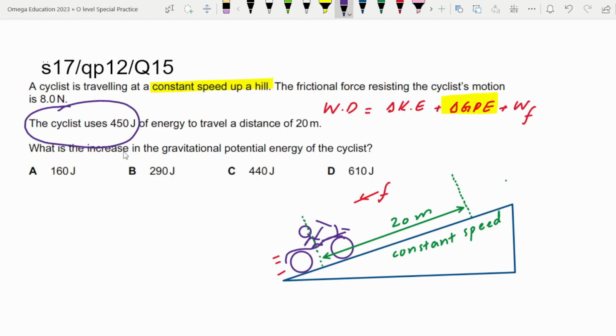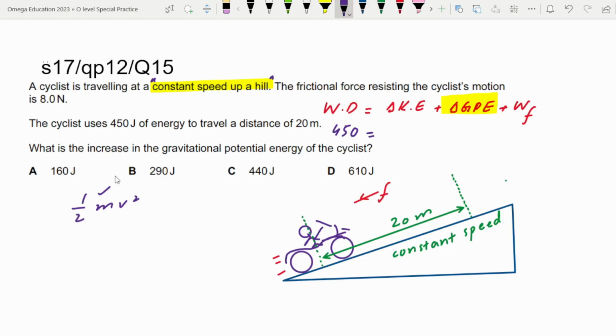And they found the work done by multiplying force and distance, and the answer was 450. So can I write, instead of work done, the cyclist uses 450 joules of energy? The work done would have been 450 joules. There won't be any change in kinetic energy, because kinetic energy equals 1/2 mv squared. The mass is not going to change, and the speed is also constant. So at every point the kinetic energy would be the same. Let's say if the kinetic energy is 100 initially, then at every point the kinetic energy is 100.